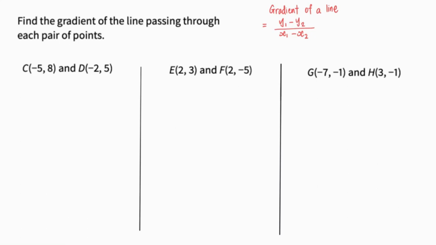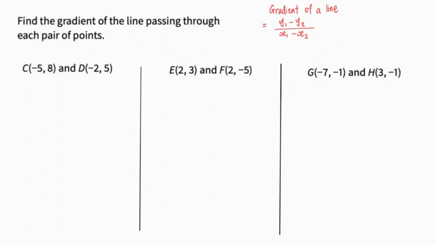Welcome to this video where we are required to find the gradient of the line passing through each of the following three pairs of points. Very importantly, at the top right hand corner, I have written down the formula for how we could find the gradient of a line. So y1, y2, x1, x2 are just coordinates of 2 points.